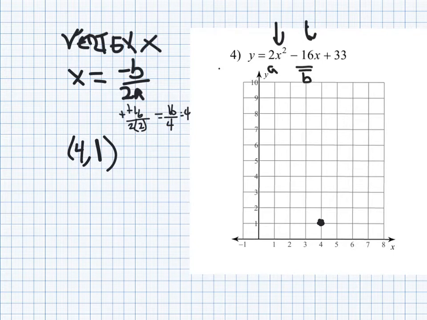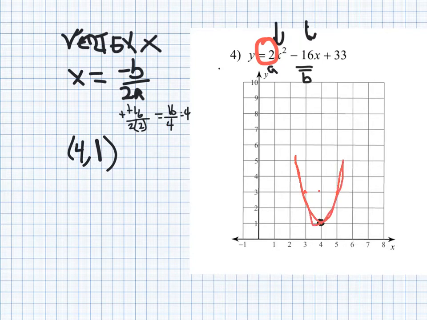Now, just like our vertex form, that a value, that value in front of the whole thing, multiplied in front of that x squared, in this case, it's not the slope, but it gives us a good clue on the picture. As far as graphing this, if I go from the vertex, go up 2 and over 1 in both directions, there's my basic graph.